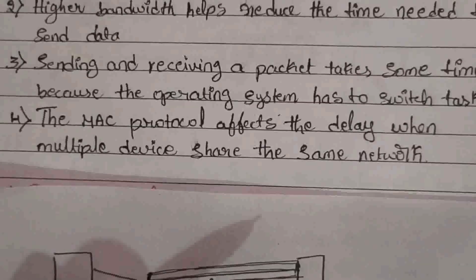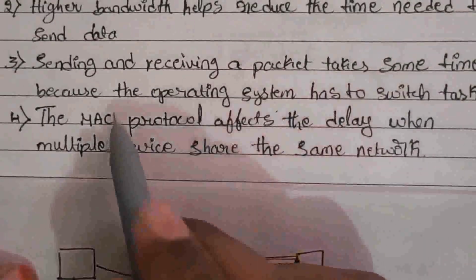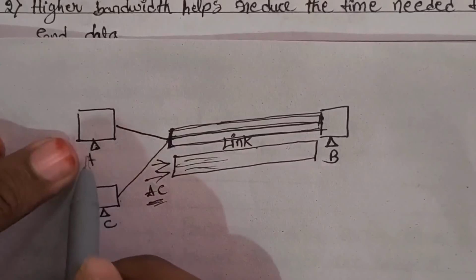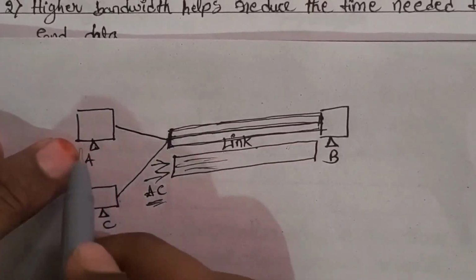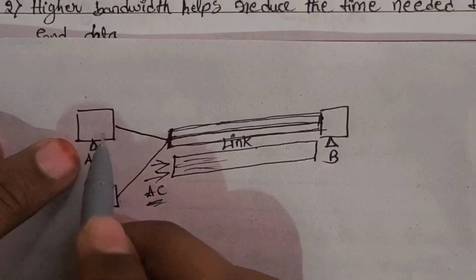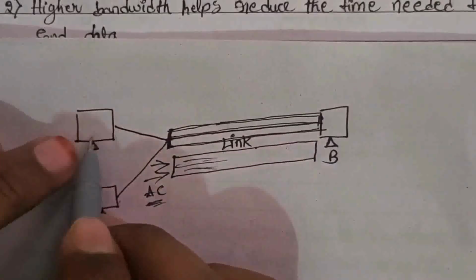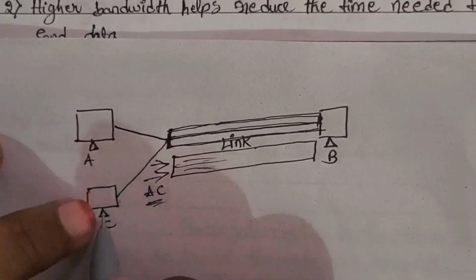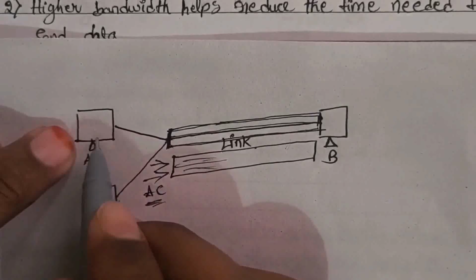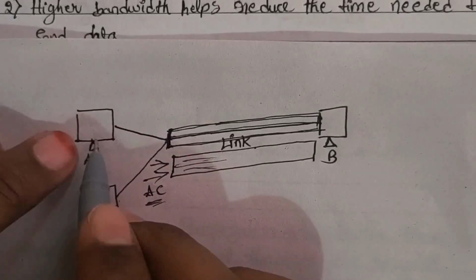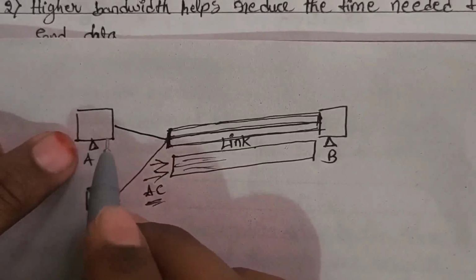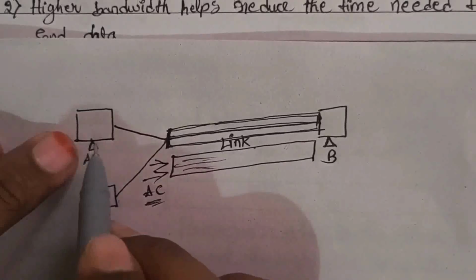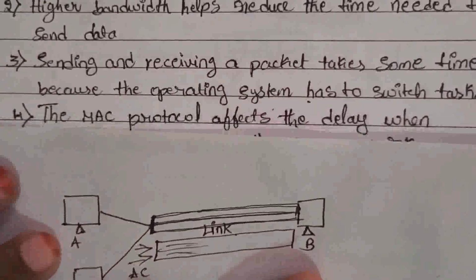Sending and receiving a packet takes some time because the operating system has to switch tasks. A simple example: if system A wants to send data to B and C, system A should switch from one packet to another. If the data is being sent to B, system A should switch to system B's process. If system A should send data to C, it should switch to system C's process. So it will take some time for switching and segregating the packets of B's process and C's process. For this factor, delay can happen.